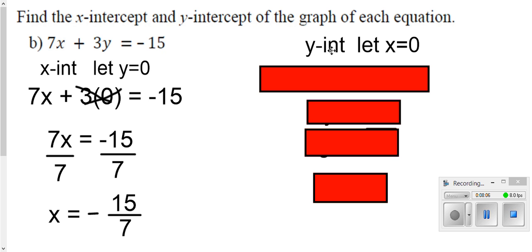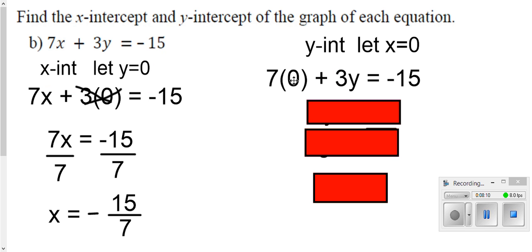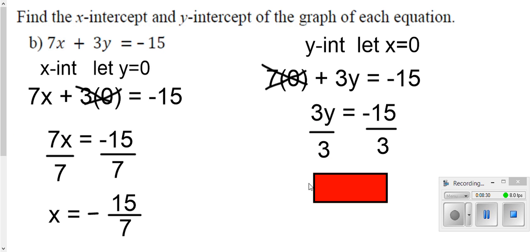Now for the y-intercept, we let x equal 0. So in place of the x, we put a 0 here. Instead of 7x, we got 7 times 0. That's 0, so I'm just going to cross it out here. And I'm left with a positive 3y equals negative 15. Then we're going to divide by 3 to get y by itself. And this comes out to a nice neat negative 5. So the y-intercept is at negative 5.